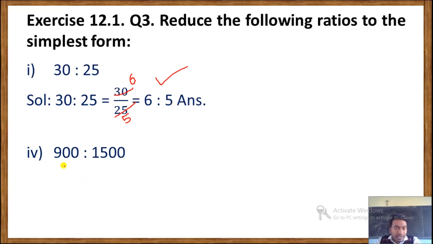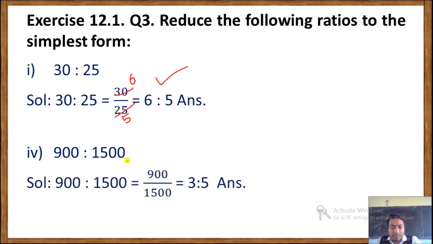Next question, 900 ratio 1500. The same way, this also we have to write in fraction first. 900 by 1500. Now cancel the zeros. Now 9 by 15 is left. Now divide by 3: 3 threes are 9 and 3 fives are 15. So 3 ratio 5. This is the simplest form, this is the answer. Understood? So this is how we have to find the answer of this question.